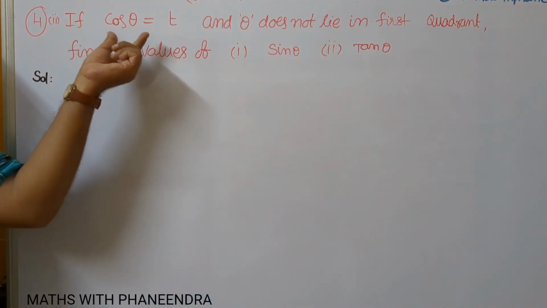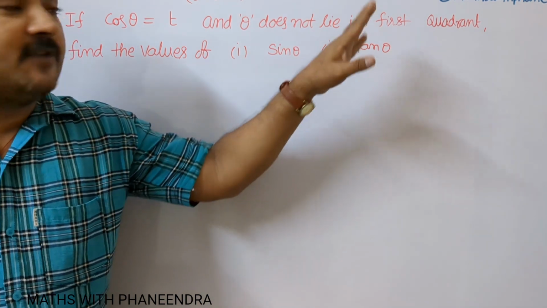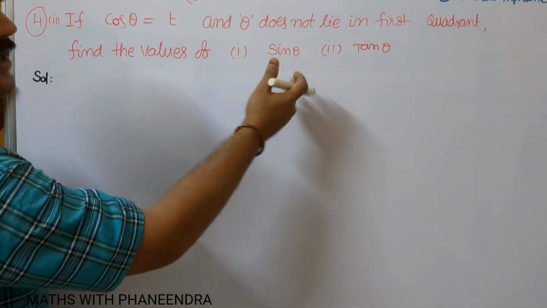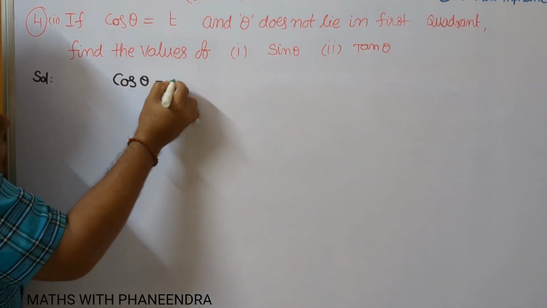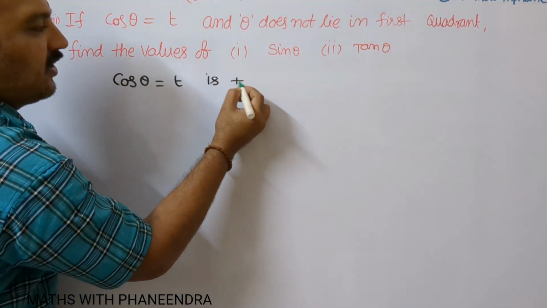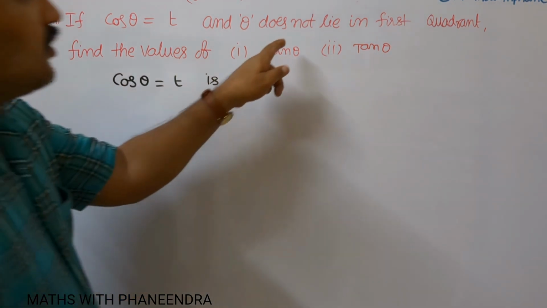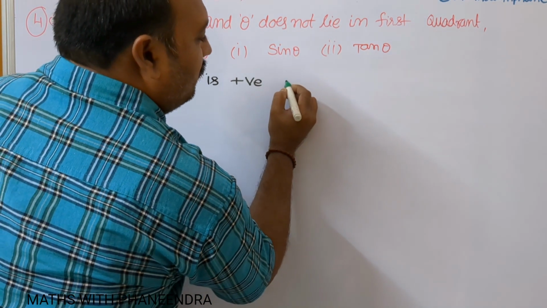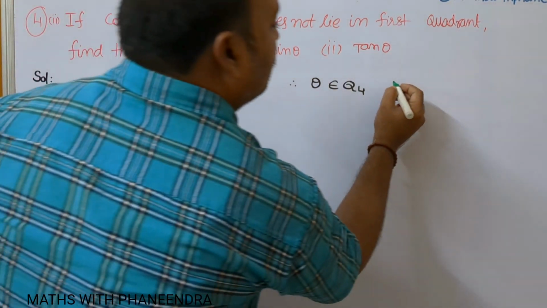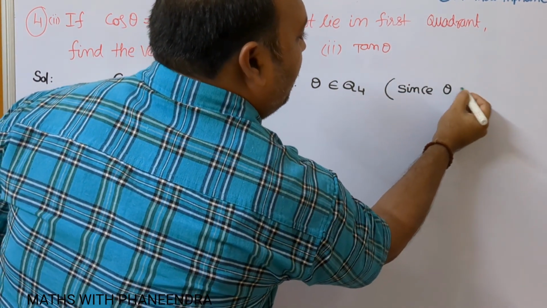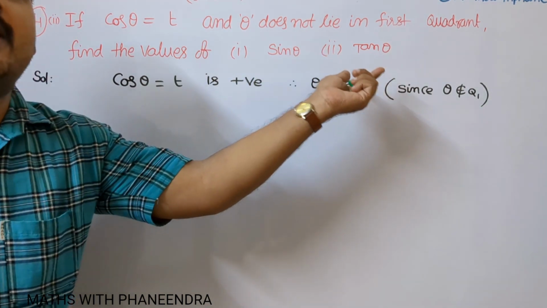The next question. If cos theta equal to t, 0 is less than t is less than 1 and theta does not lie in first quadrant, find the values of sin theta and tan theta. First, the given information, dear students. Cos theta equal to t is clearly positive. Cos theta is positive in which quadrants? First and fourth. So, theta does not lie in the first quadrant. Therefore, theta belongs to the fourth quadrant, since theta does not belong to Q1.